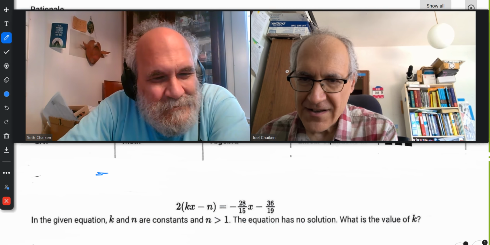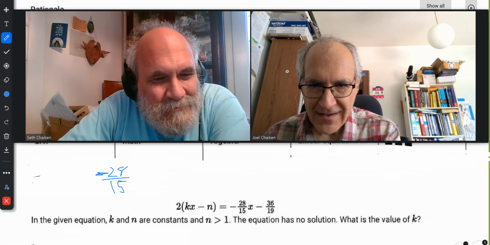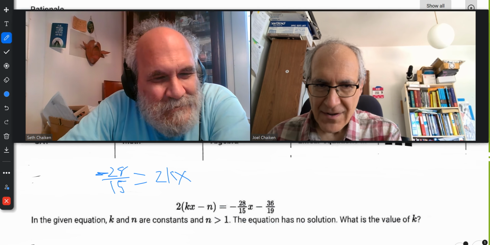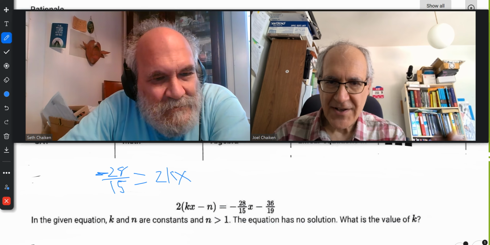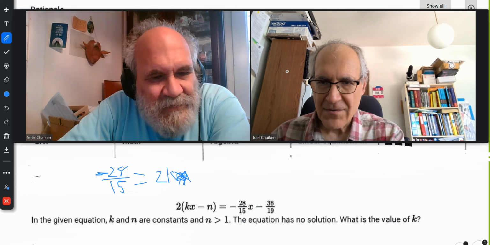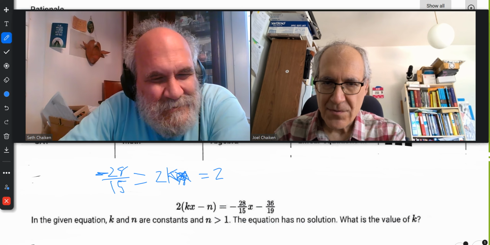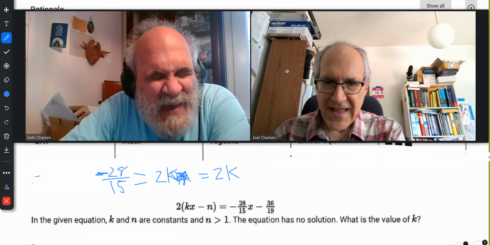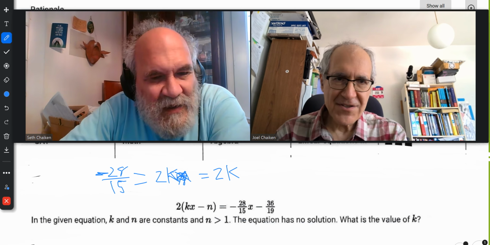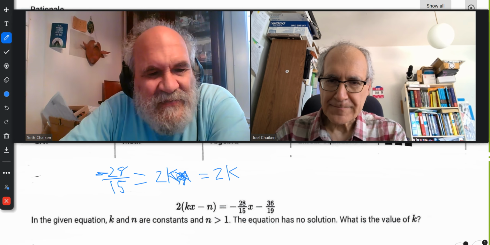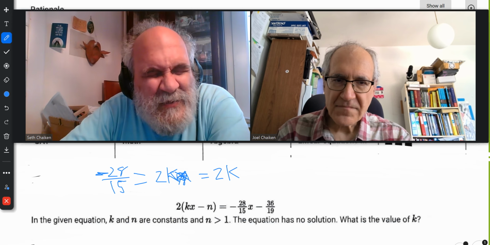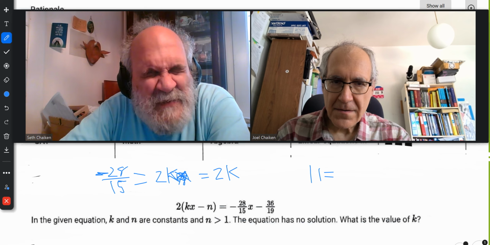We know that negative 28 over 15, because that's the coefficient in front of the x, has to equal 2k. Oh, wow, look at that. That just gives it to us. The coefficients, 2k. So k is half of that negative 28 over 15. Right. So it's negative 14/15.